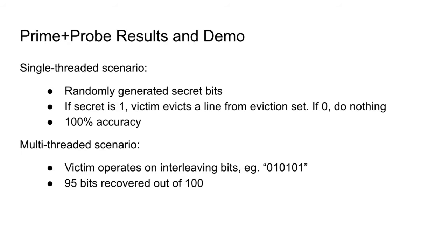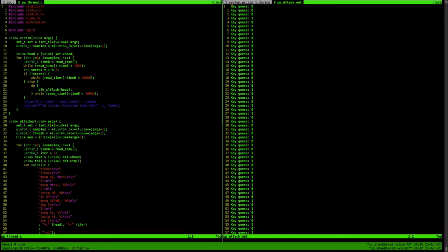In the multi-threaded scenario, for simplicity, the victim operates on interleaving bits. On the left is the program, where you can see the victim doing key-dependent operations. On the right side are the key guesses. The attacker retrieved 95 bits out of 100. Most lost bits happen at the beginning.